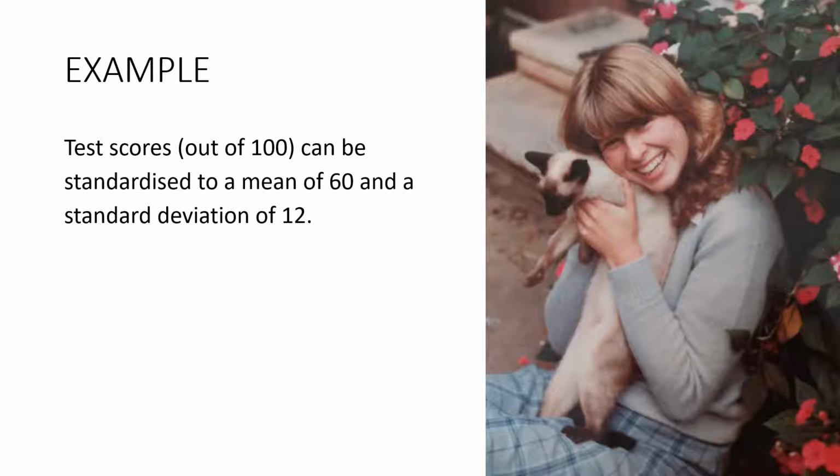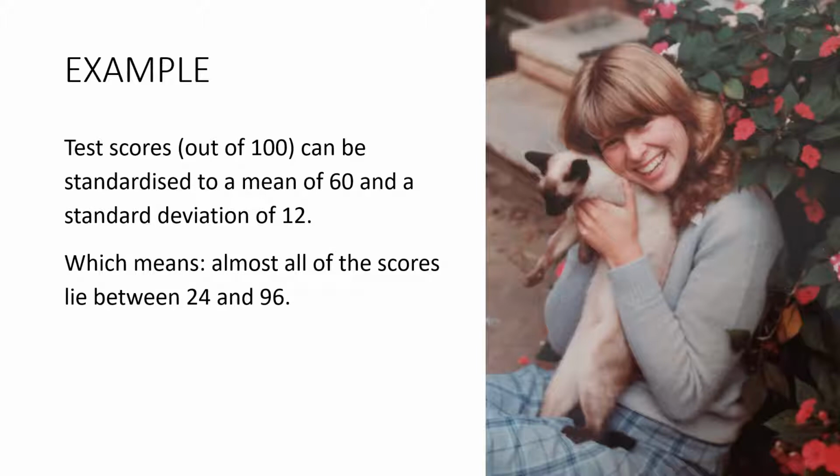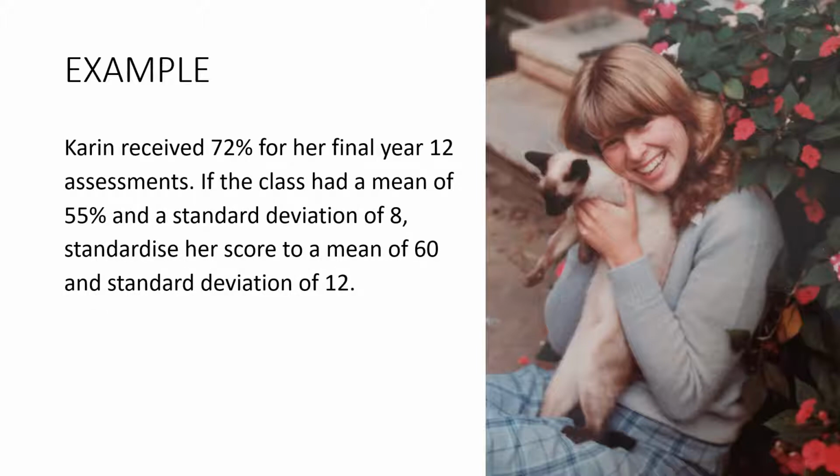Now mostly this is not done anymore, but what that meant was that almost all of the scores lay between 24 and 96%. So here's the question. Karen received 72% for her final year 12 assessments. If the class had a mean of 55% and a standard deviation of 8, standardize her score to a mean of 60 and standard deviation of 12.